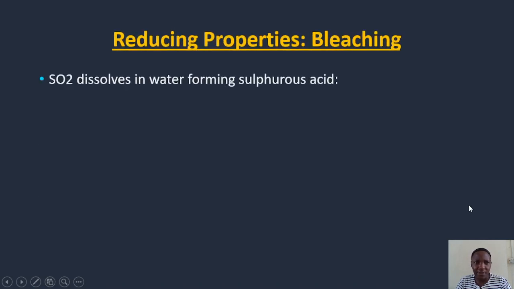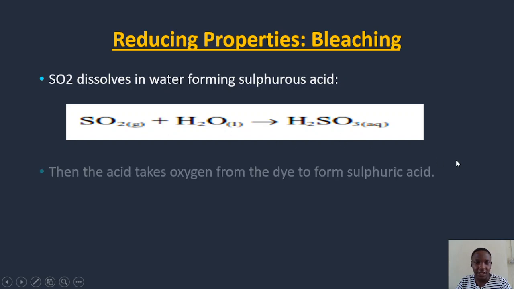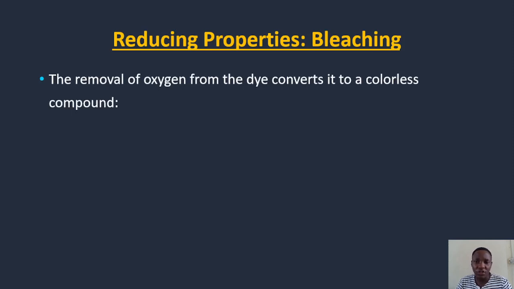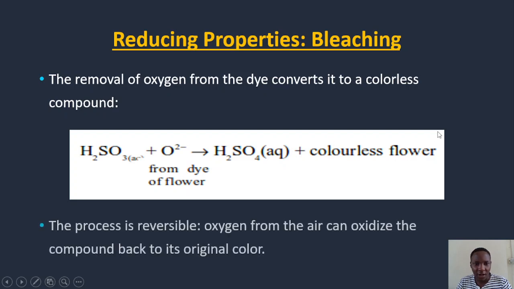Sulfur dioxide dissolves in water to form sulfurous acid. Here is the reaction, how it occurs. Then the acid takes oxygen from the dye. The removal of oxygen from the dye converts it to a colorless compound, as you can see in the reaction. The process is reversible, as the compound can be oxidized by oxygen from the air back to its original color. So that's the bleaching property of sulfur dioxide.